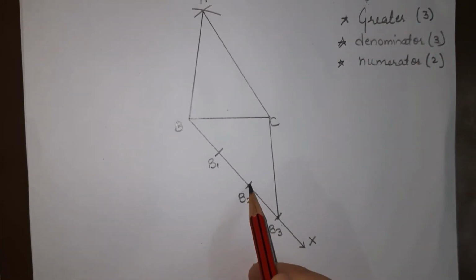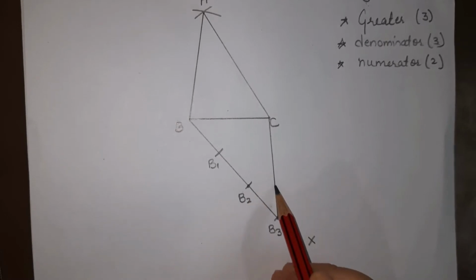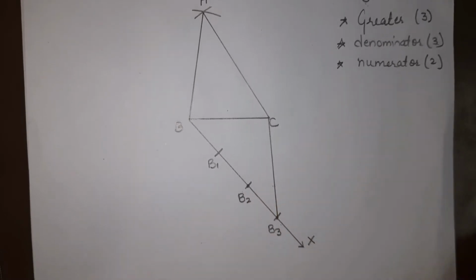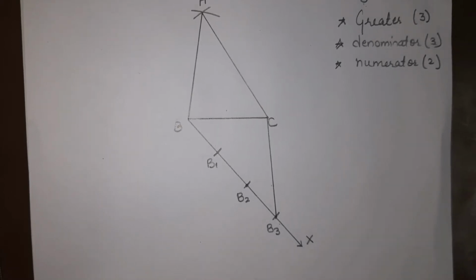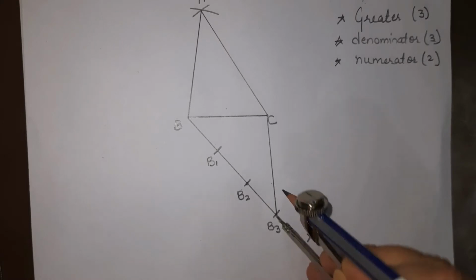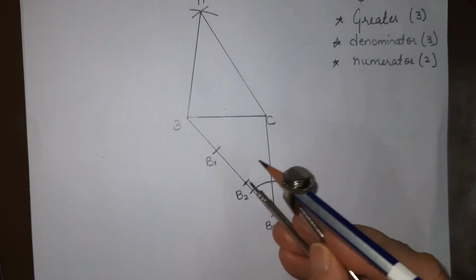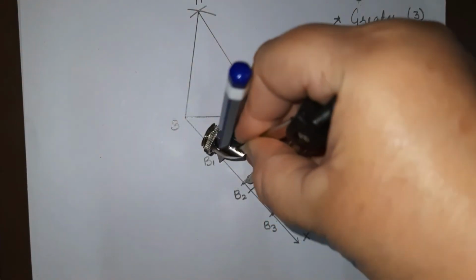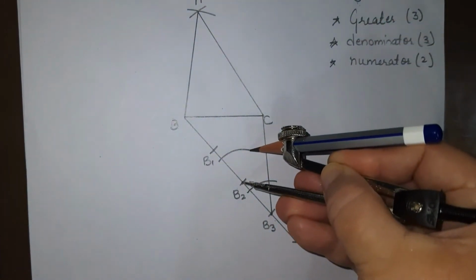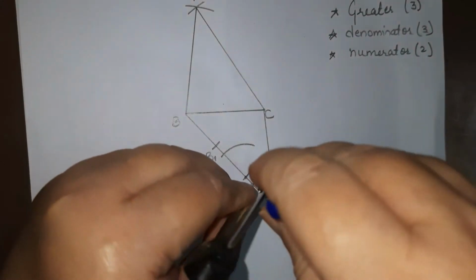So from the second point, you have to draw a line parallel to this line. Now, we will use the concept that two lines are parallel if the corresponding angles are equal. So we will make this angle equal to this angle. Write this. This is the way to draw equal angles. So equal angles, like this.